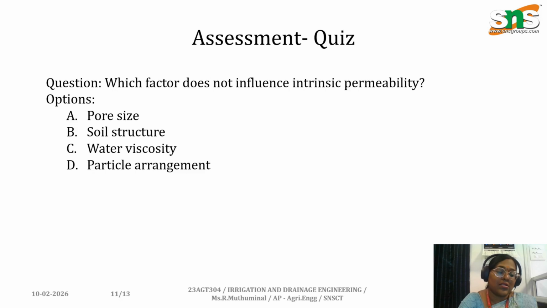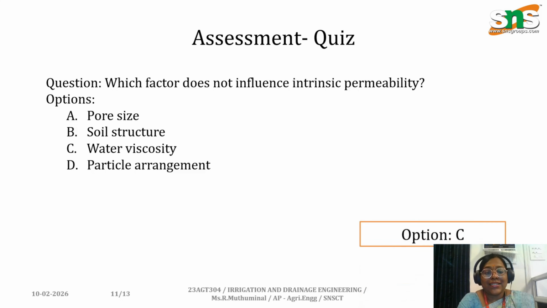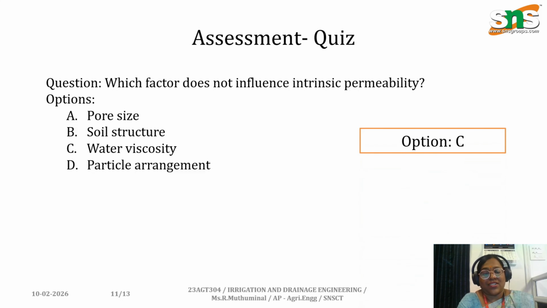Today's assessment is on which factor does not influence intrinsic permeability. Options are pore size, soil structure, water viscosity, particle arrangement. So the answer is water viscosity.